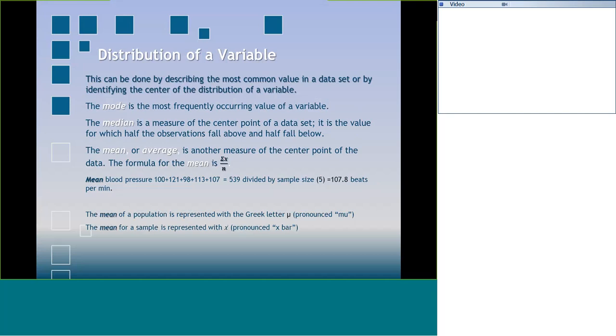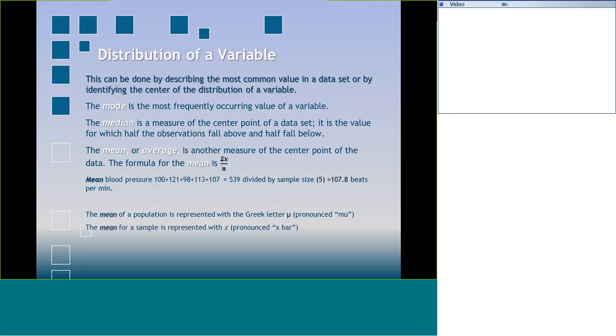Now that we have defined what statistics are, we can begin the process of describing the distribution of a variable. One of the first questions we want to answer is what value or level of a variable best describes a typical observation in our data set. This can be done by describing the most common value in a data set or by identifying the center of the distribution of a variable. Three of the most common answers to the above question are the mode, median, and mean.